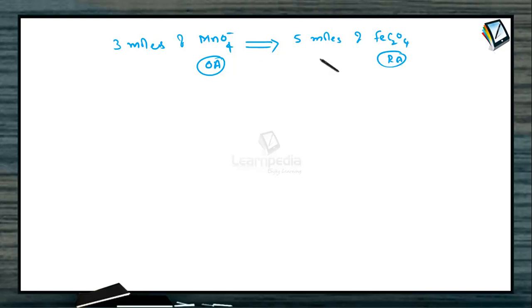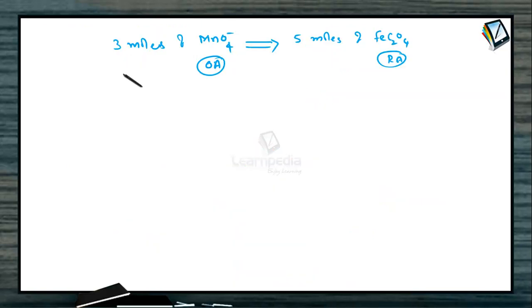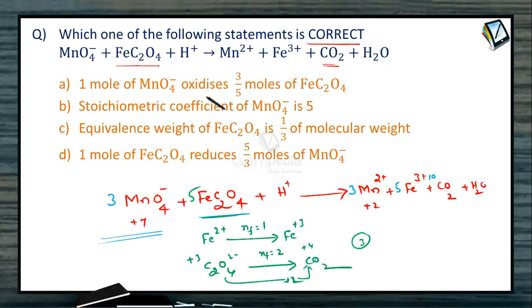That is, 3 moles of permanganate oxidizes 5 moles, so 1 mole will oxidize how many? Because in option A, 1 mole of MnO4 minus oxidizes 3 by 5 moles of ferrous oxalate is given. Therefore, 1 mole of permanganate oxidizes how many? So we will get 1 by 3 into 5, in other words, 5 by 3. But what is given in option A? 3 by 5. Therefore, option A is wrong.